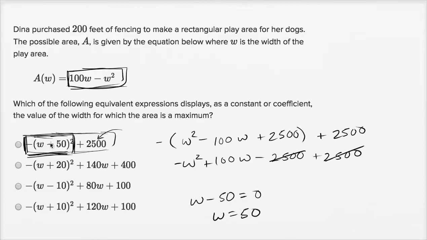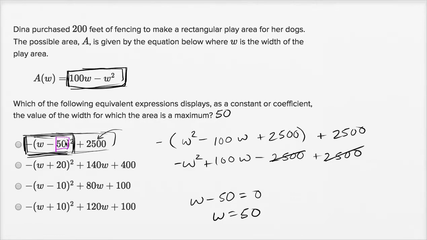So just looking at this expression, we're able to figure out, because all of these expressions are equivalent, and they're equivalent to this expression right over here, that this expression takes on a maximum value when W is equal to 50. And to their question, which of the following equivalent expressions displays as a constant or coefficient the value of the width for which the area is maximum? We know that the value of the width for which the area is a maximum is 50. And this one, I guess, displays it. I've never seen a question phrased exactly like that, but it does display the number.